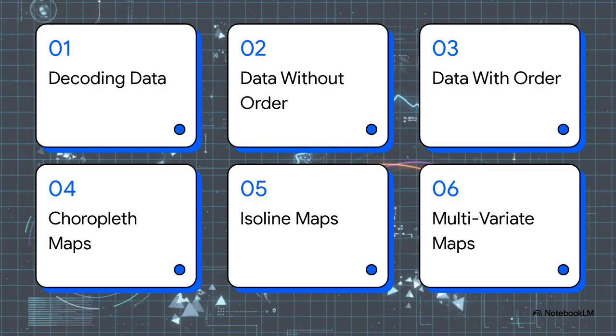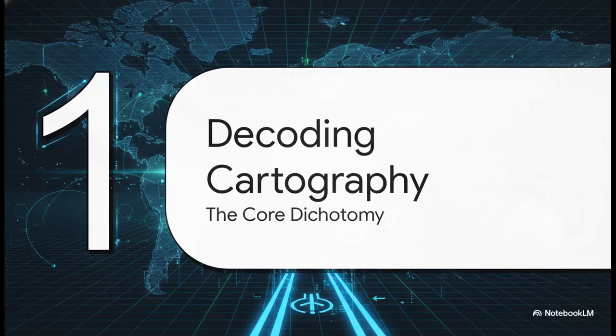Here's our roadmap for today's explainer. We'll start with decoding cartographic data, then look at data without order, followed by data with order. After that, we'll master choropleth maps, navigate isoline maps, and finally, wrap it all up with multivariate cartography. Let's get into it. Section 1.